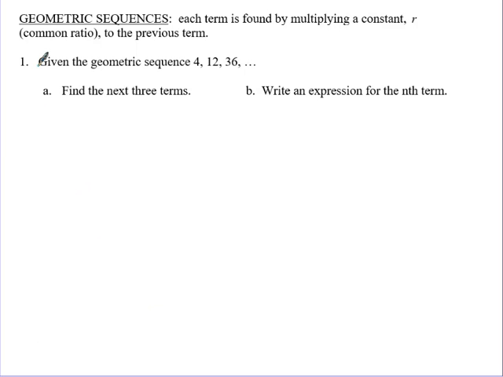So here we are told that this sequence is geometric. We have 4, 12, 36. So we need to look and see what we are multiplying by each time. Here we multiply by 3. Here we are multiplying by 3. So we are going to continue that pattern. We want to find the next 3 terms, so we continue multiplying by 3 to get 108, 324, and 972.